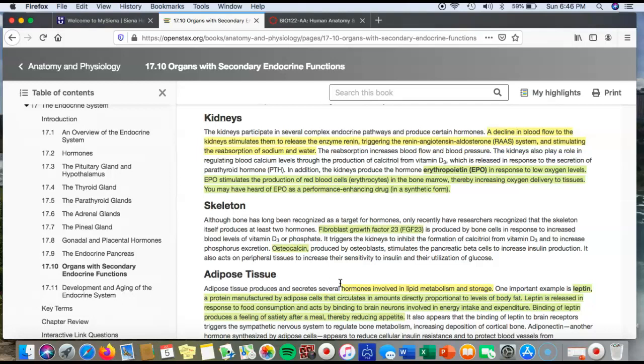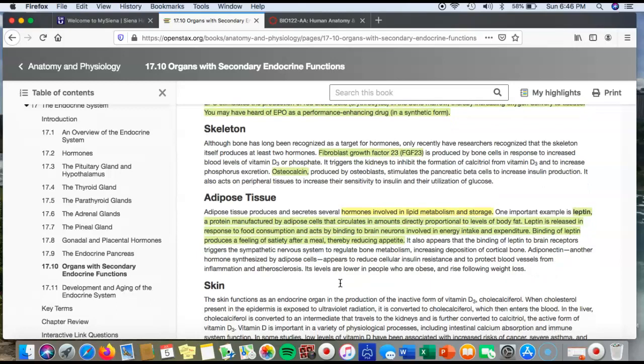The kidneys also play a role in regulating blood calcium levels through the production of calcitriol from vitamin D3, which gets released in response to secretion of PTH, or parathyroid hormone. The kidneys also produce erythropoietin, or EPO, which gets released in response to low oxygen levels. It stimulates production of red blood cells, or erythrocytes, in the bone marrow, which increases oxygen delivery to tissues. Remember, red blood cells carry oxygen to the rest of your body. You might have heard of EPO as a performance-enhancing drug that cyclists sometimes use.